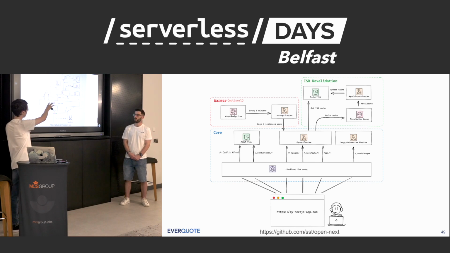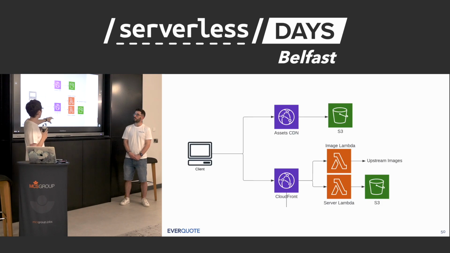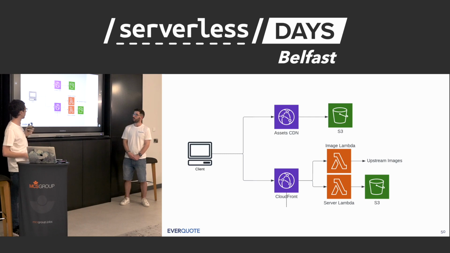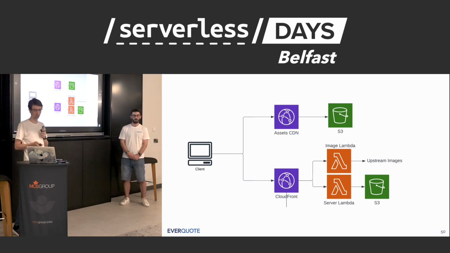And then there's some other functionality around warmers and incremental static invalidation, but I'm not going to get into that right now. So essentially, this is what it looks like in a nice AWS architecture diagram. We have our CloudFront distribution. We have our Lambdas handling the compute behind that, S3 for static assets, and we have a separate CDN for our images that are shared across all our sites.